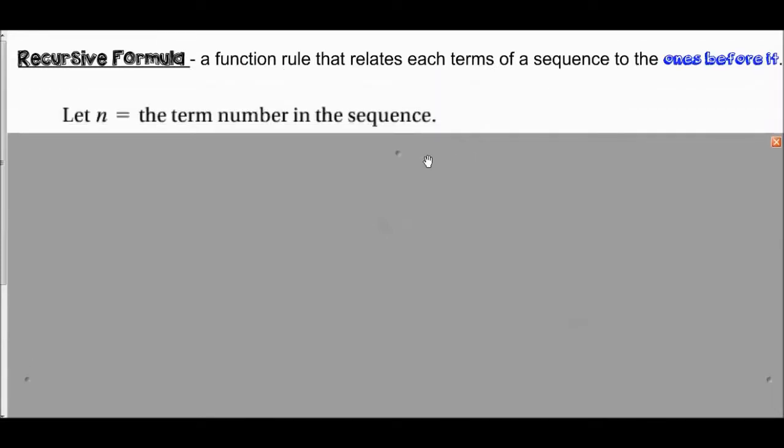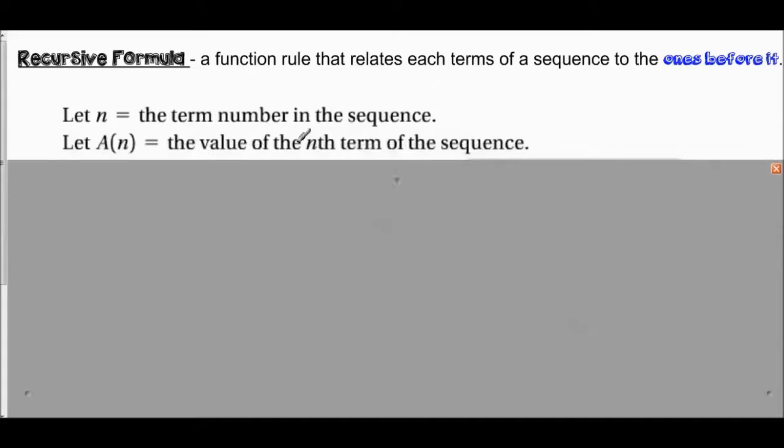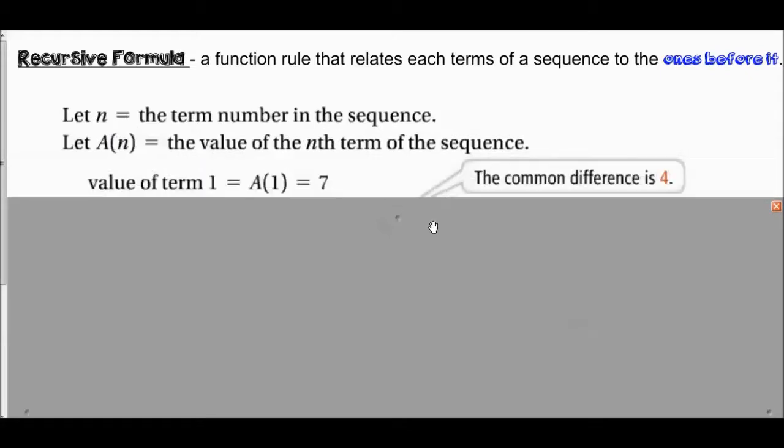It's a function rule that relates each term of a sequence to the one before it. So let n equal the term number in the sequence, like the first term, the second term, the third term. That's what n is going to represent. So A of n, this is function notation here. If you'll remember before we talked about f of x or g of x, when it has capital A of n, that means it is an arithmetic sequence. That is the value of the nth term in the sequence. And so if it said A of 2, that would be the second term in the sequence. If it said A of 16, that would be the 16th term in the sequence.